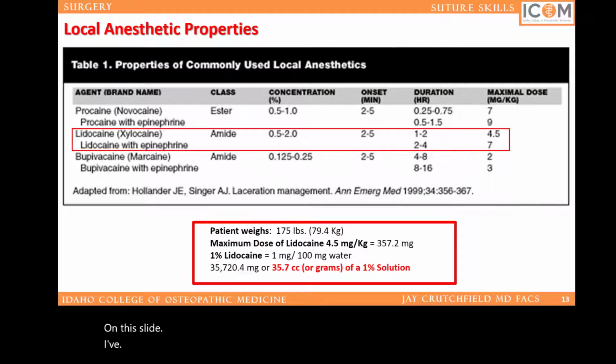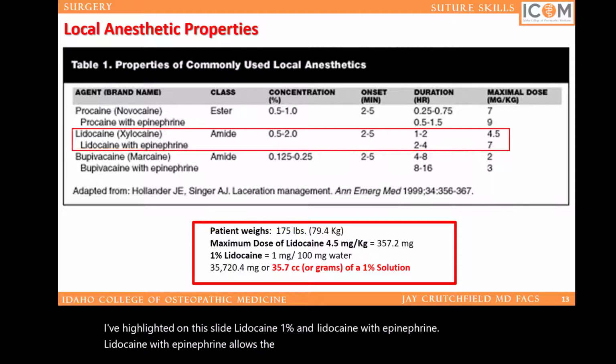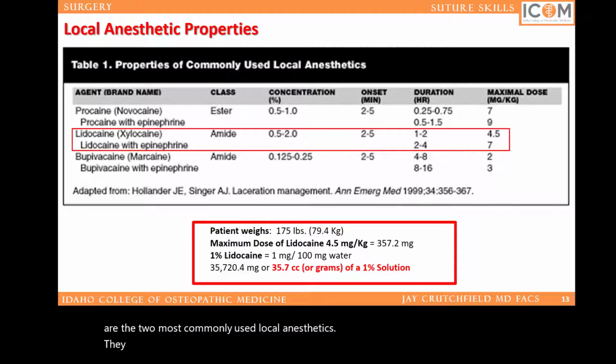I've highlighted on this slide lidocaine 1% and lidocaine with epinephrine. Lidocaine with epinephrine allows the numbing effect to last longer. Lidocaine and Marcaine are the two most commonly used local anesthetics. They do not work at all in an area of inflammation or pus. Keep this in mind. It's basic chemistry.